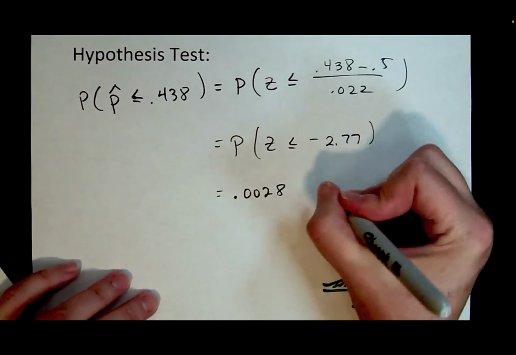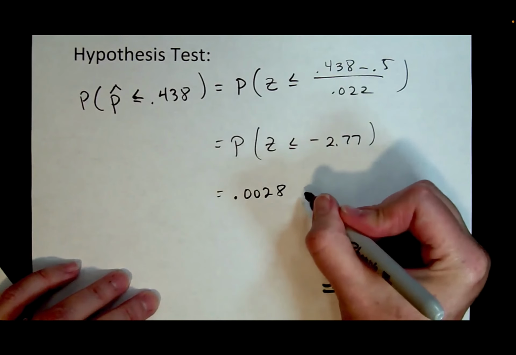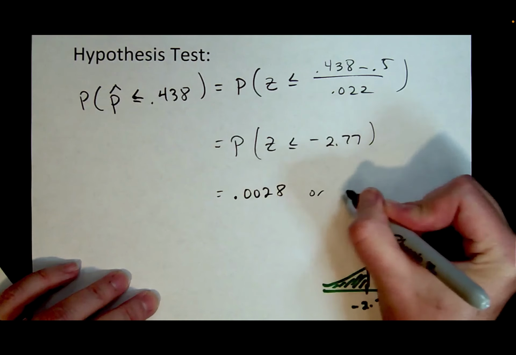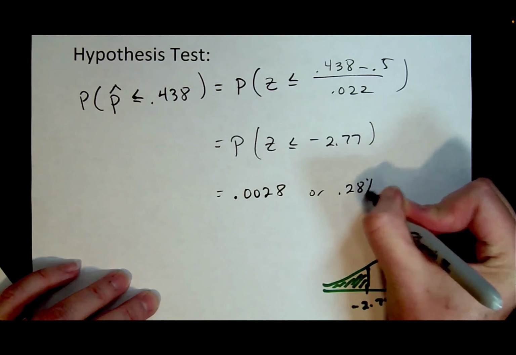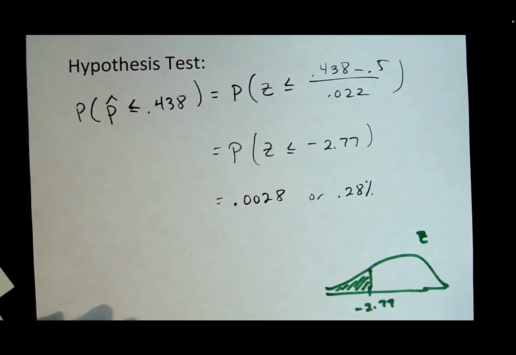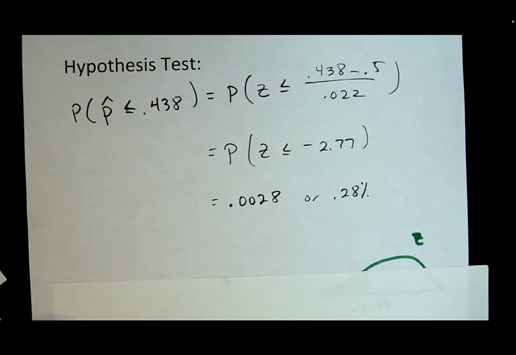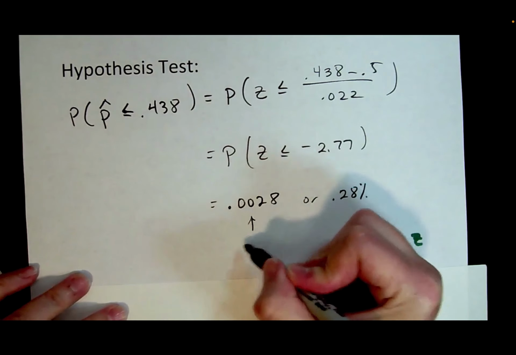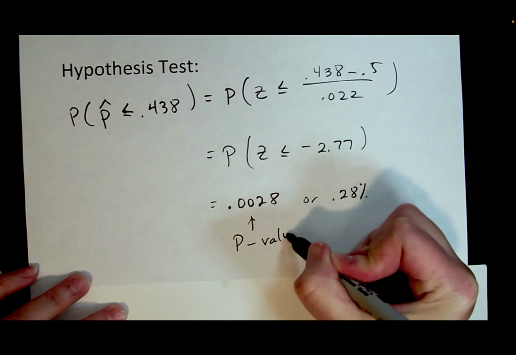Okay, so in other words, 0.28%. Now that seems unlikely, but we're not just going to be going on our gut anymore as to whether this seems unlikely or not. We're going to use the given level of significance. So what we have to ask ourselves now is, and remember this is called the p-value, that probability.